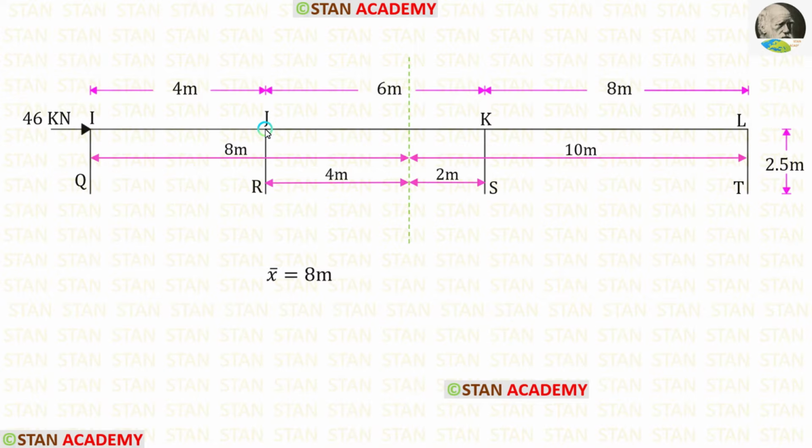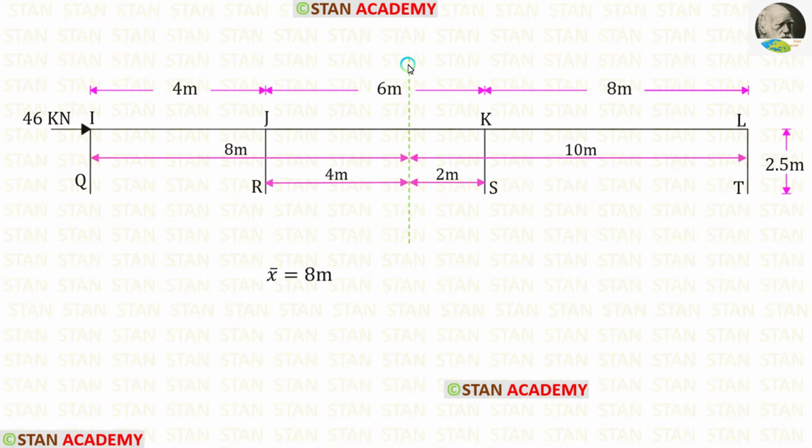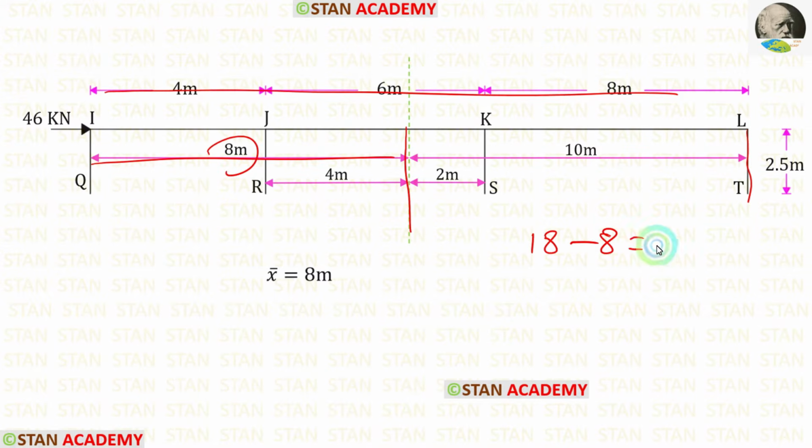The distance between the member JR and center of gravity is 8 minus 4. We will get 4. The distance between the center of gravity and KS is 10 minus 8. We will get 2. The distance between LT and the center of gravity is 18 minus 8. We will get 10.